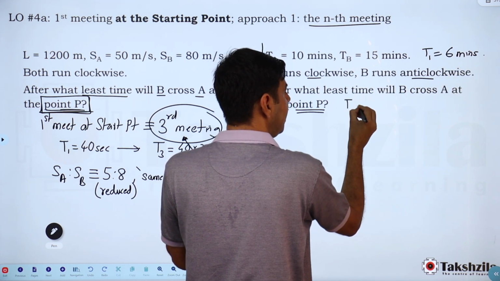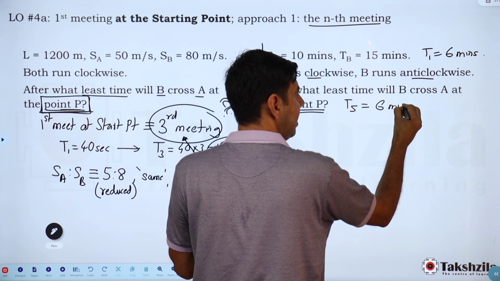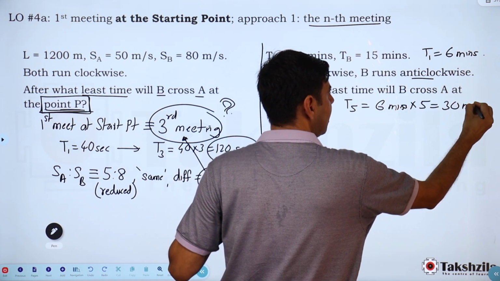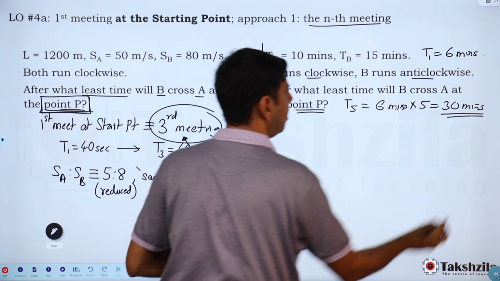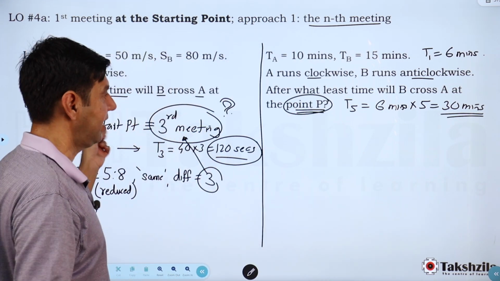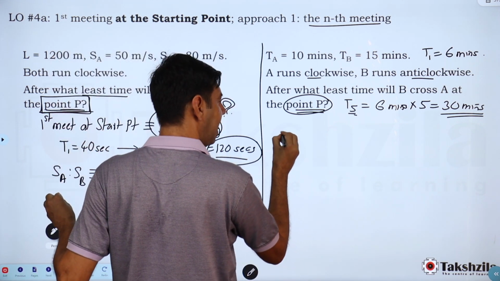It is the fifth meeting, and the fifth meeting is nothing but 6 minutes for the first meeting into 5, the multiple. So the answer is after 30 minutes they meet for the first time at the start point, and here after 120 seconds. This fifth meeting, let's do this analysis here also.